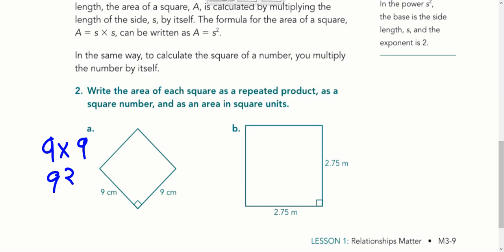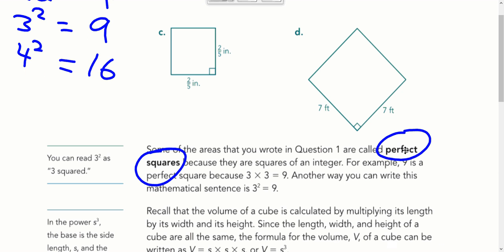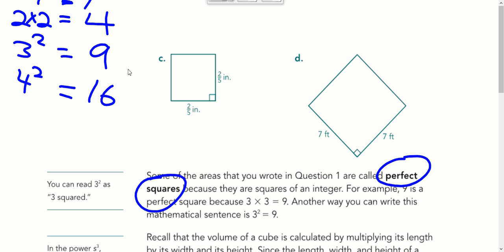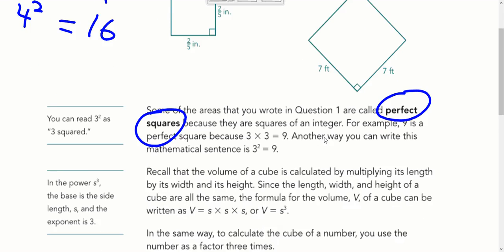With that, on the next page, they talk about perfect squares. Perfect squares are the result of a number being multiplied by itself. So 3 times 3 gives us 9, so 9 is our perfect square. I wrote a few others up here. 4 is the result of 2 times 2, and 16 is the result of 4 squared, and so on. These are our perfect squares, the result of a number being multiplied by itself.